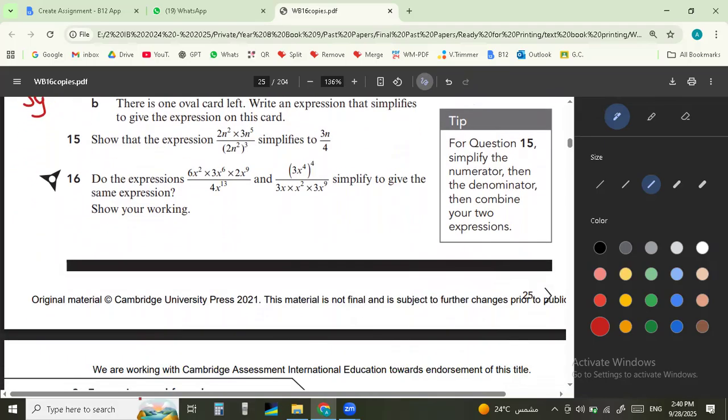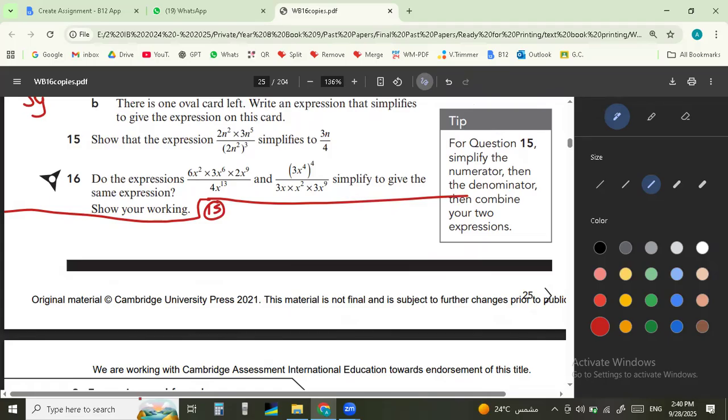Question 15. They want you here to show that this expression simplifies to this. No problem. Let's do it, but I'm going to do it down there, okay? So let's just say here, this is for question 15. We will erase it then and answer question 16. Show that this expression, 2n squared times this over that, will simplify to this.